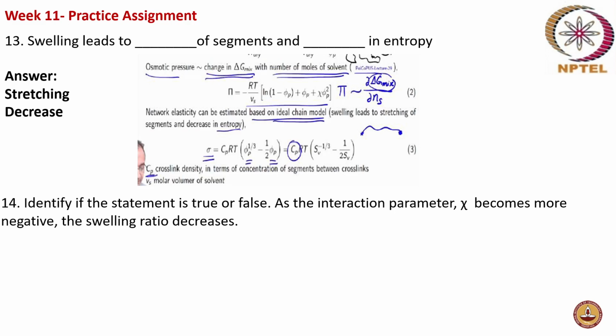Interaction parameter is negative, that means swelling ratio decreases? No, it should be false. If the interaction parameter goes down, then swelling will be more. If interaction forces are less, swelling should be more. I think it should be false. Okay, you are right.